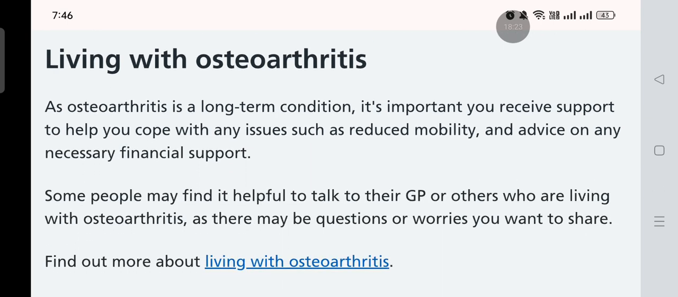Living with osteoarthritis. As osteoarthritis is a long term condition, it's important you receive support to help you cope with any issues such as reduced mobility, and advice on any necessary financial support.